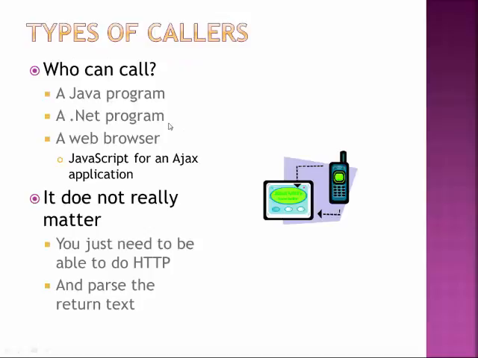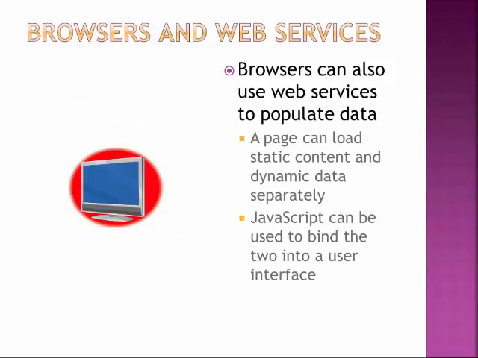Now, as we talk about this calling of services, who can call a service? Well, obviously a Java program can. We're going to write Java programs. But a .NET program could too. As a Java user, I can call a .NET service, or as a .NET user, I can call a Java service. But more importantly, web browsers can call. It doesn't really matter. You just need the ability to do HTTP and parse the response. So mainframes can call web services as long as they have the ability to call HTTP and get a response back. The most common place you'll see services is within the browser environment these days.